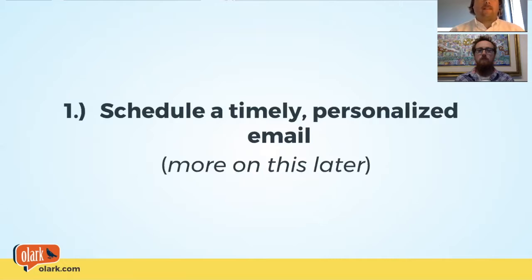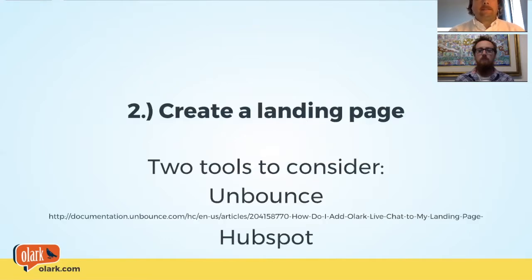Daniel's going to talk about this a lot more later, but when you have a new product or a new update or something timely that's happening that you need to tell your customers about, or you want your customers to sign up for, get a personalized email scheduled to go out. You could use a platform like MailChimp for that. I know that's an industry standard. We also have an Olark integration for MailChimp. But whatever it is, find a good platform that helps you send out an engaging, customized email.